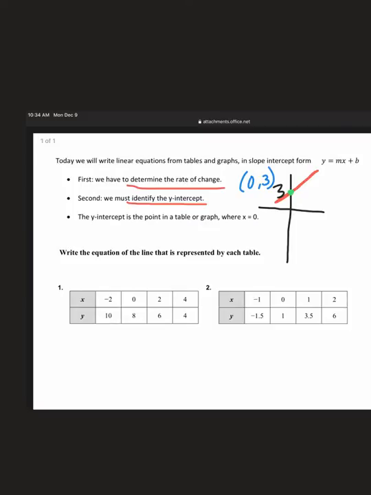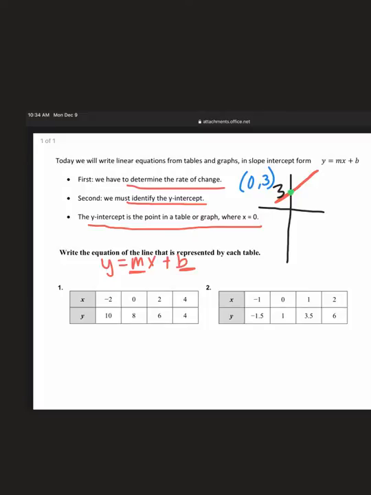For instance, if we're looking at number 1, look at the table in number 1. It wants us to write the equation of the line that is represented by each table. First of all, we're going to write it in slope-intercept form, y equals mx plus b, where we're going to have to identify and determine the rate of change, the m, and the b, the y-intercept. Now, it just depends on you whether you like to identify the y-intercept or the rate of change first. But since we're talking about the y-intercept right now, I want to look at it since it's still fresh in our memories.